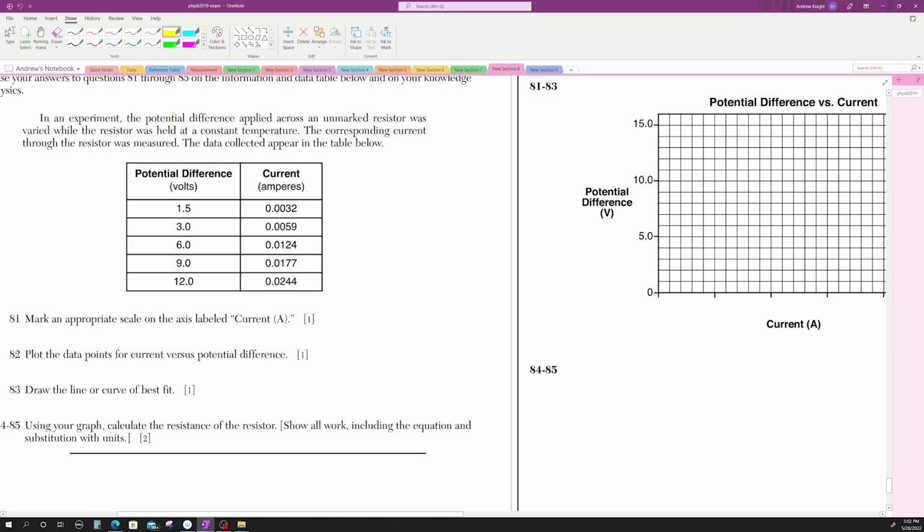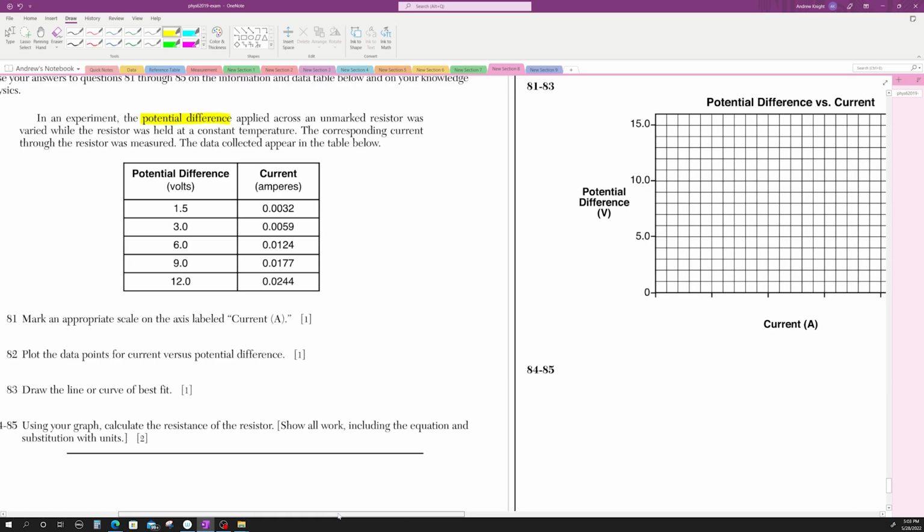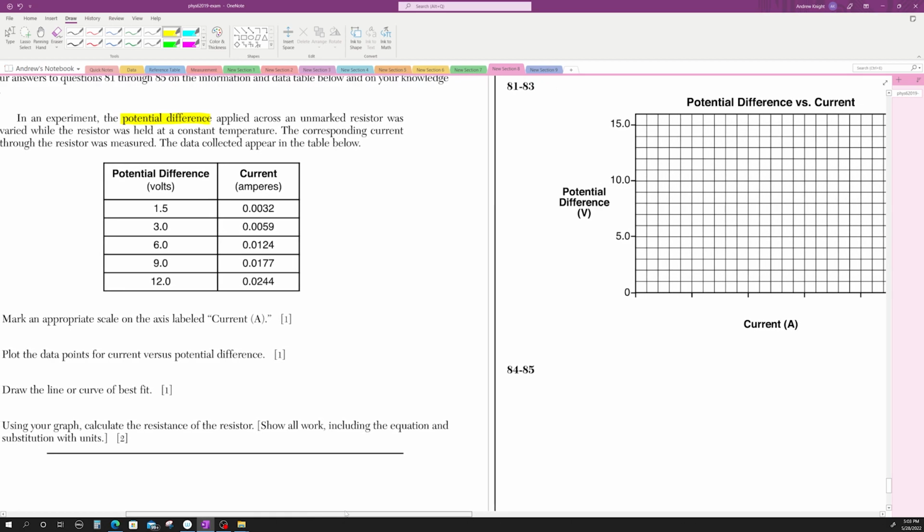All right, last few problems. In an experiment, the potential difference, or voltage, applied across an unmarked resistor was varied while the resistor was held at a constant temperature. The corresponding current through the resistor was measured. The data collected is shown in the data table below. Hey, this is similar to what we did in lab. Remember, we used Excel. But we're on a test, so I guess we can't use Excel.